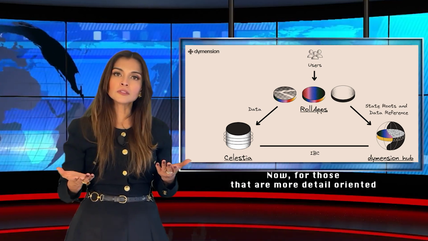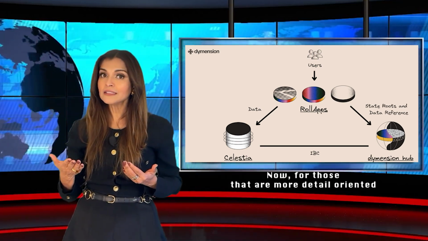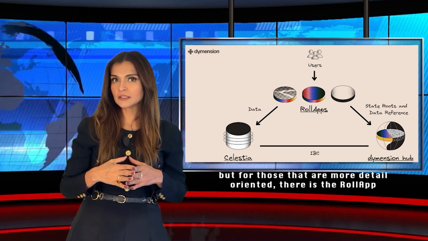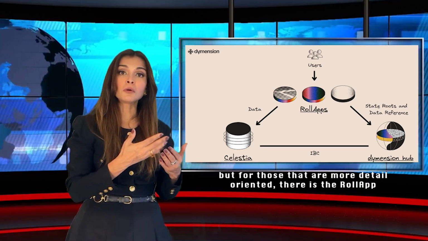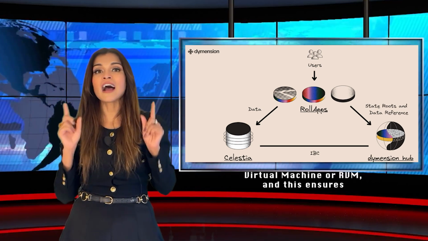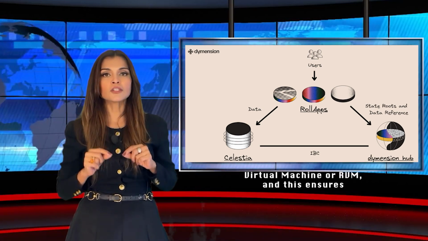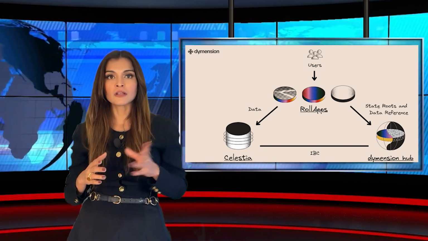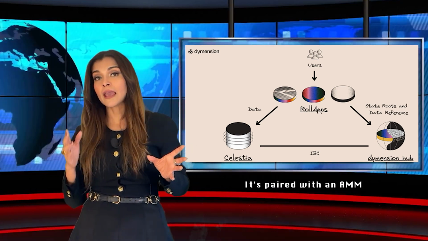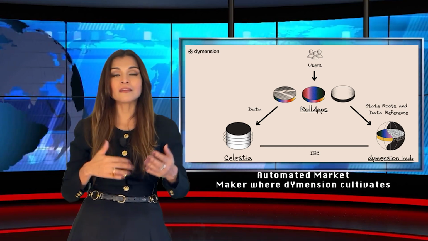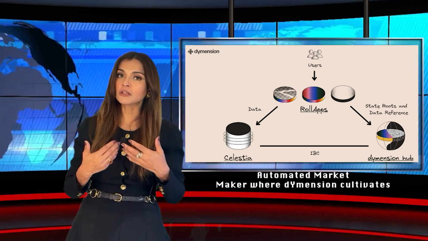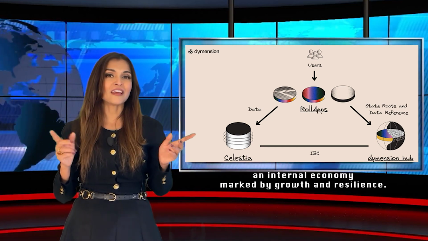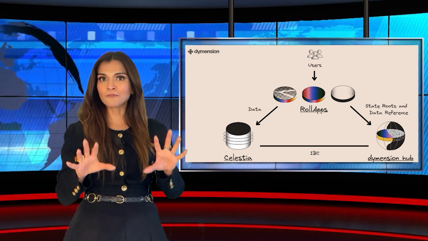Now, for those that are more detail-oriented, and you can skip this part if you're not interested, there's the Rollup Virtual Machine, or RVM. And this ensures equity and transparency in every transaction. It's paired with an AMM, or automated market maker, where dYmension cultivates an internal economy marked by growth and resilience. And now for tokenomics.